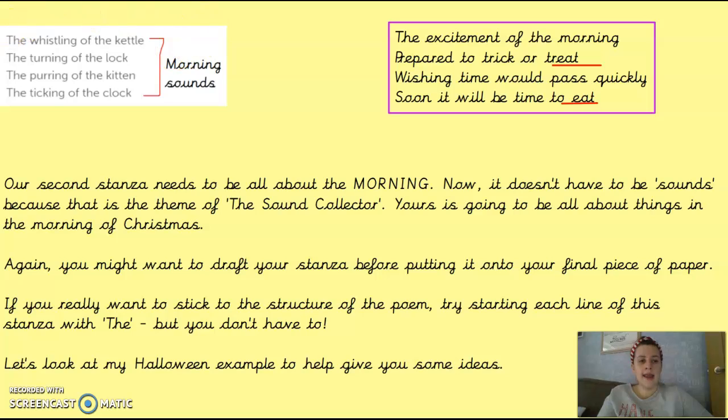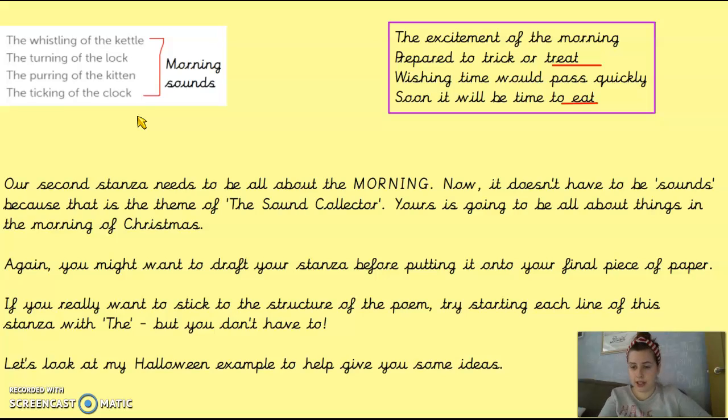So, again, the example from the sound collector. So obviously these are all sounds that you hear in the morning. Ours doesn't have to be sounds. It can be things of the morning of Christmas, okay? So it could be sounds, it could be what you see, it could be how you feel, things like that. Again, like before, have a go at drafting some rhymes. Draft up your stanza before you put it onto your final piece of paper.